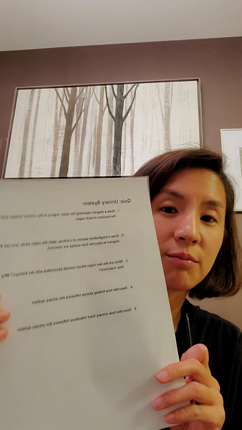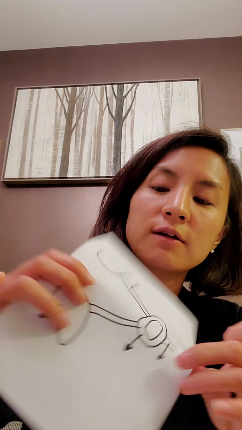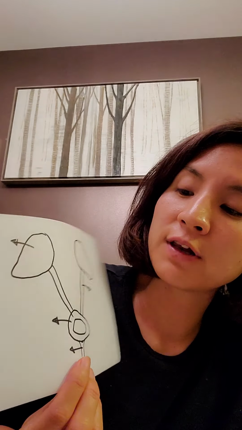I'm going to do some quiz questions over the urinary system, and this is the diagram I drew to support some of the answers. So question number 1: draw a diagram depicting the major organs of the urinary system and explain the functions of each organ. So this is the diagram of the urinary system.